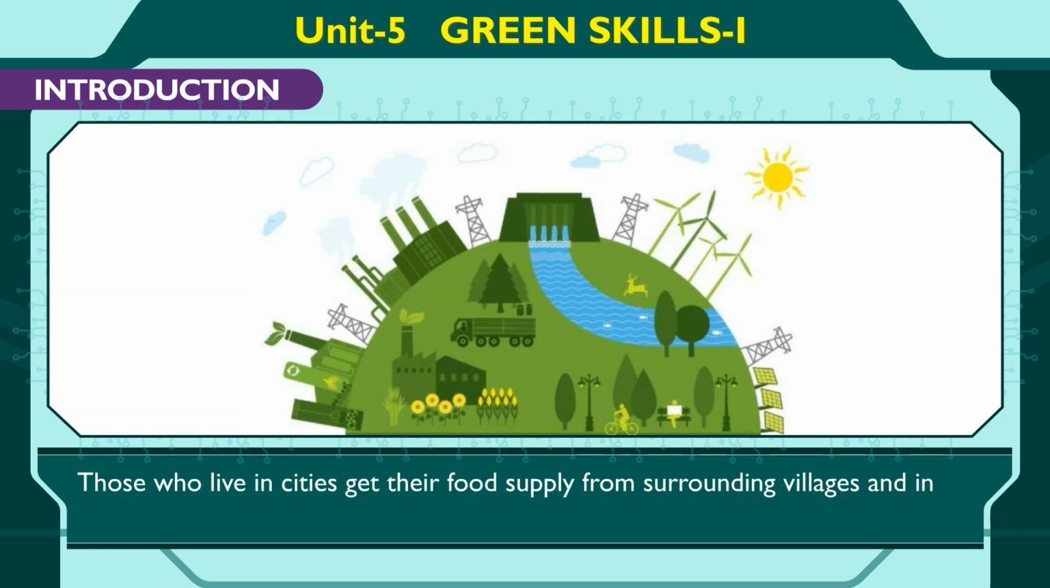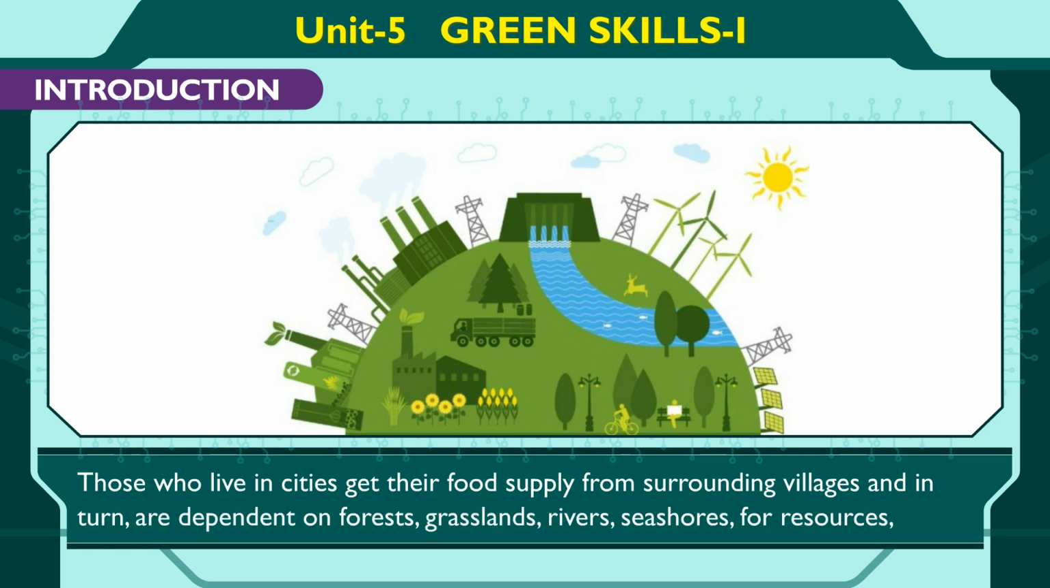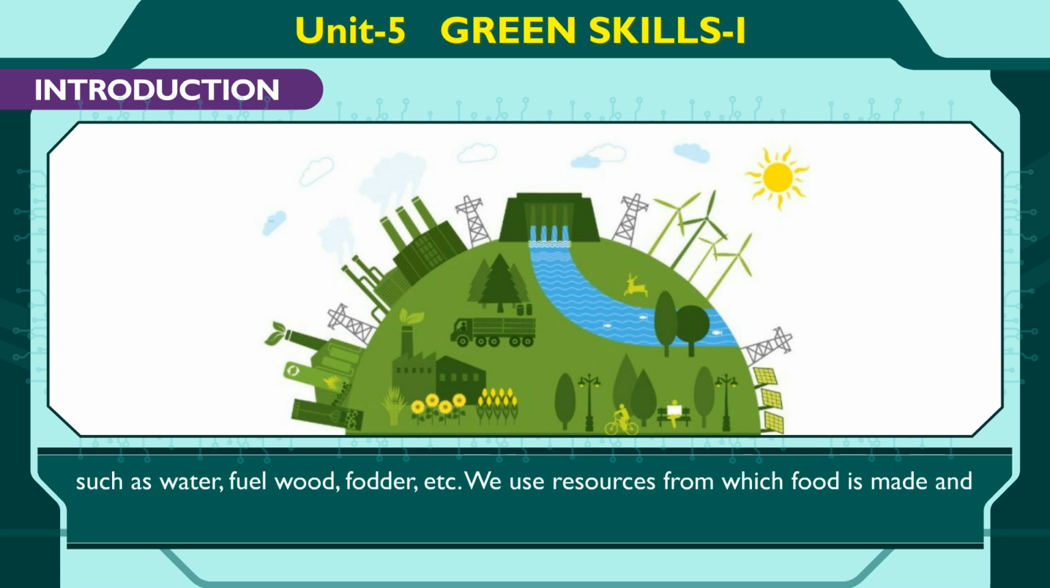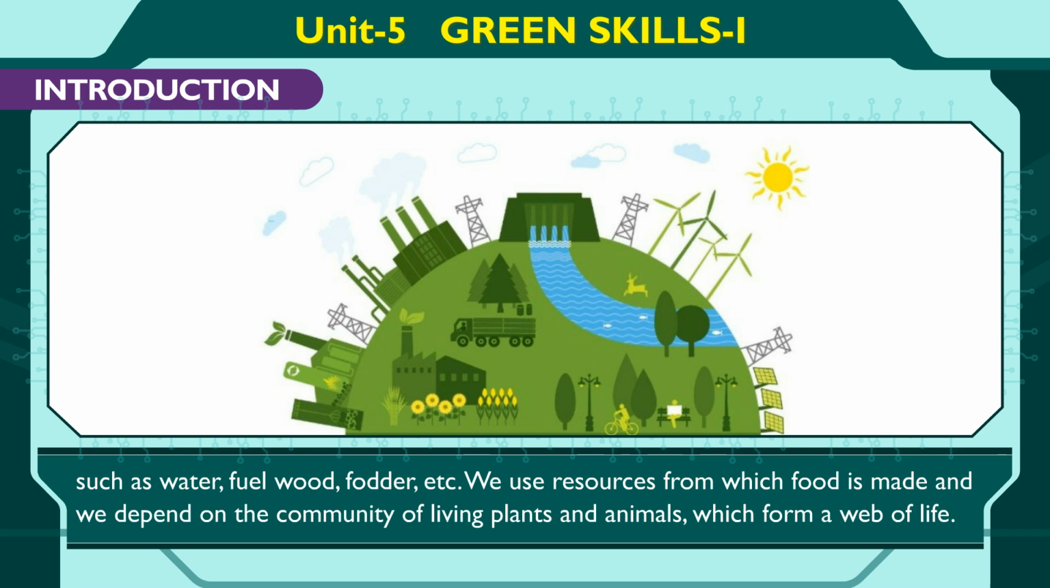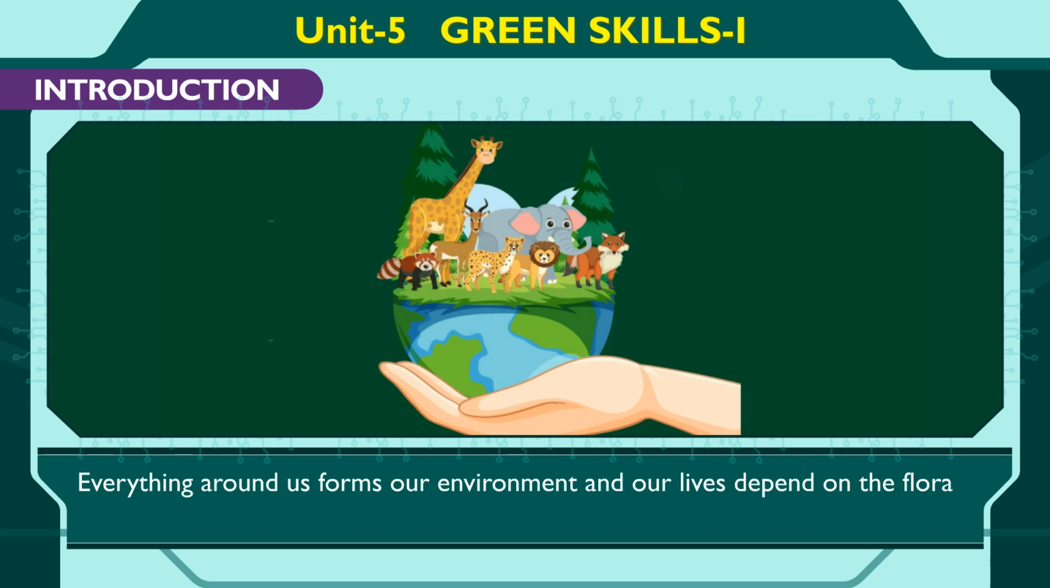Those who live in cities get their food supply from surrounding villages and in turn are dependent on forests, grasslands, rivers, and seashores for resources such as water, fuel, wood, fodder, etc. We use resources from which food is made, and we depend on the community of living plants and animals which form a web of life. Everything around us forms our environment, and our lives depend on the flora and fauna around us.